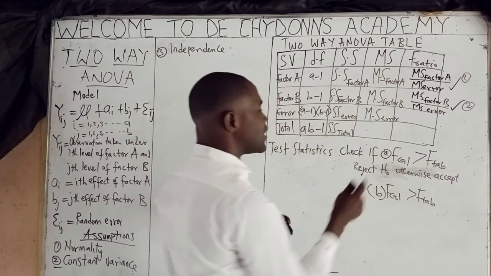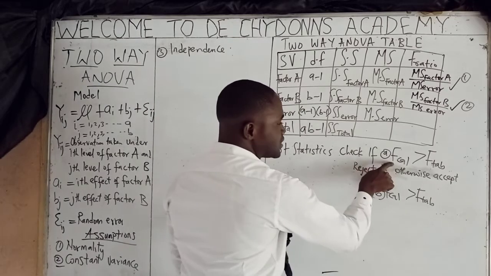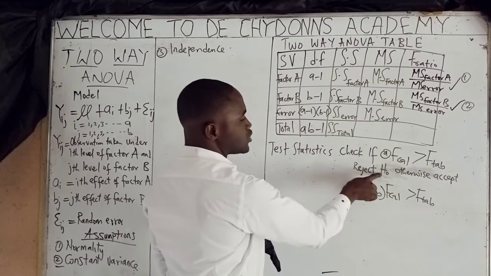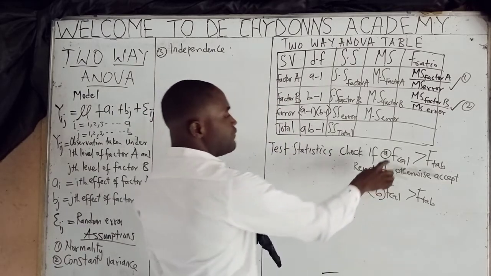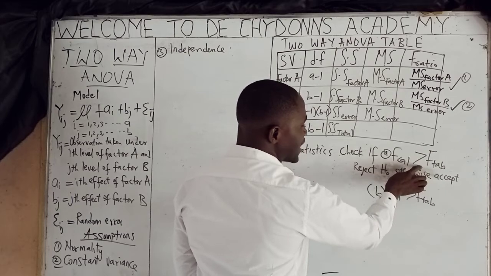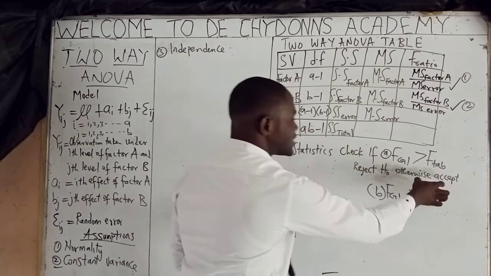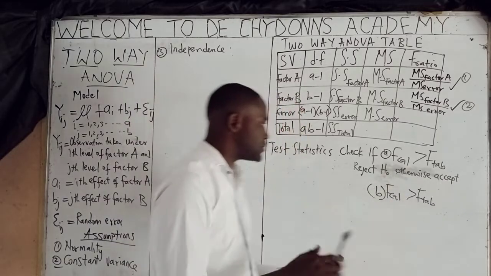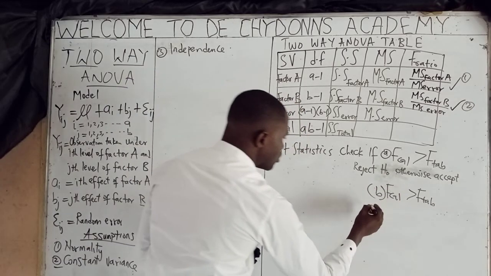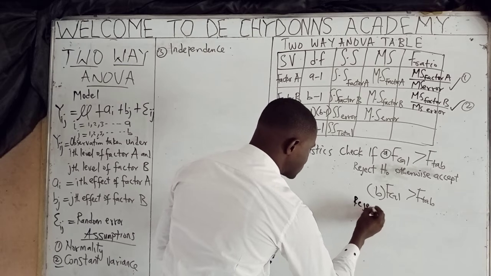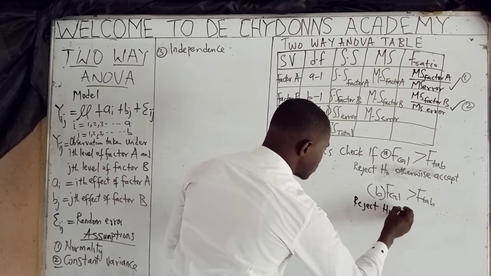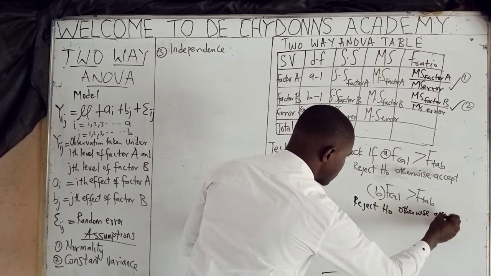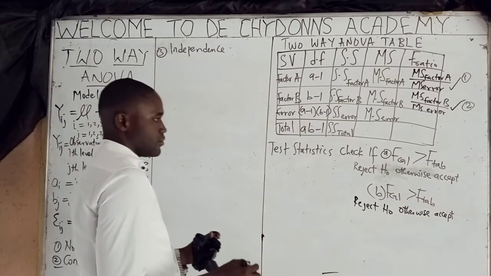What we mean by otherwise accept means if this F calculated is greater than F table, say reject null hypothesis. But if F calculated is not greater than F table, say accept null hypothesis. That is what we mean by otherwise accept. Also, that same thing applies here: reject null hypothesis, otherwise accept. Okay?